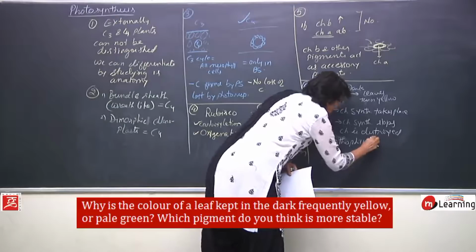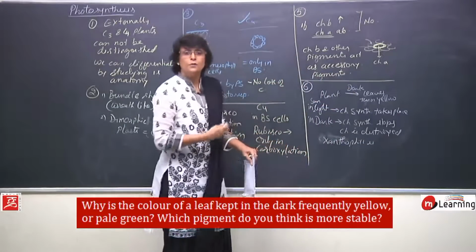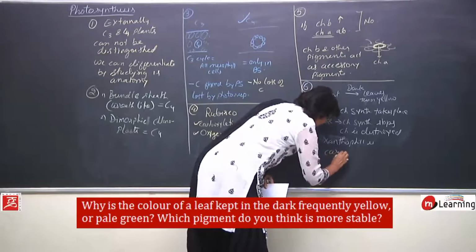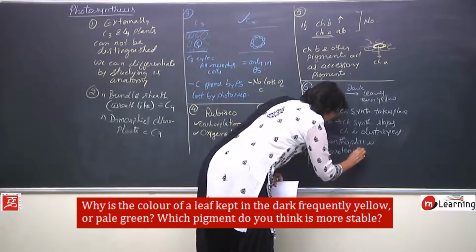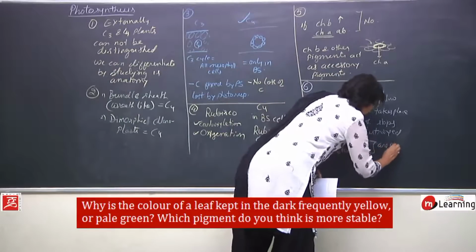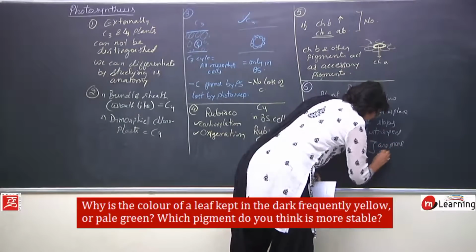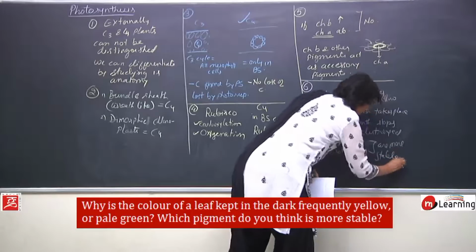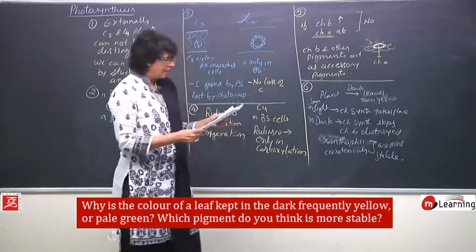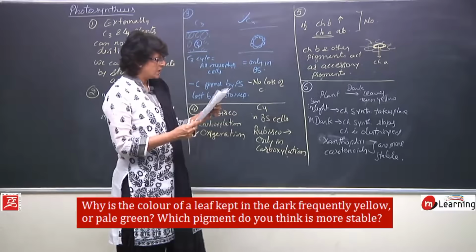Xanthophyll or carotenoids, the other pigments, xanthophyll and carotenoids are more stable. So they are stable as compared to chlorophyll. This was question number 6.